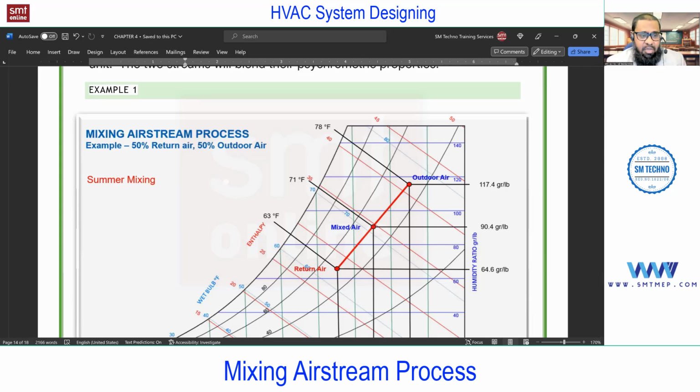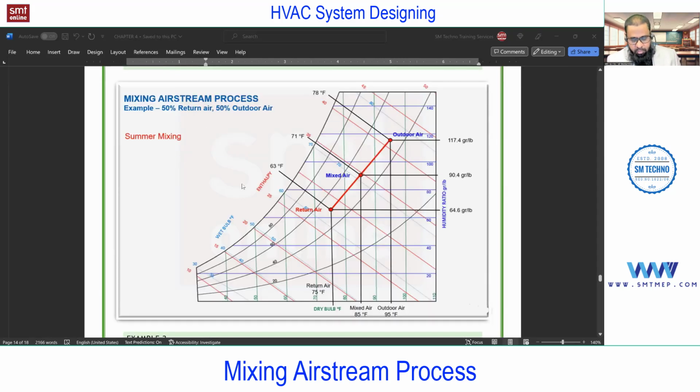So you see, the example is 50% fresh air and 50% return air. First example. In the second example, we'll consider, say, a 30-70 ratio, but just for example, from a learning point of view. So let me relate these points first. So you can find the 3 points, point 1, point 2, point 3.